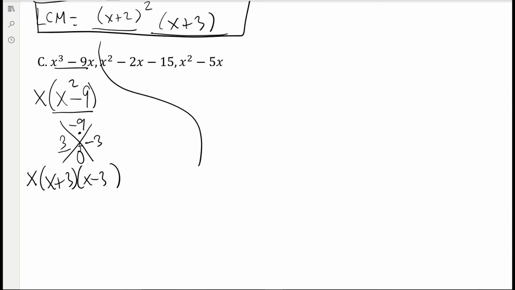So we can factor x plus 3 and x minus 3. So now that is completely factored.